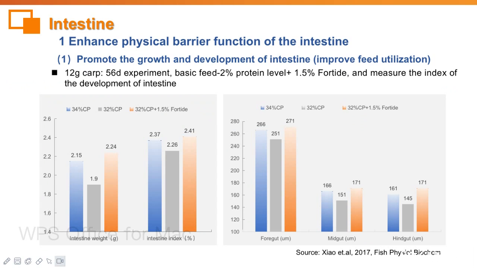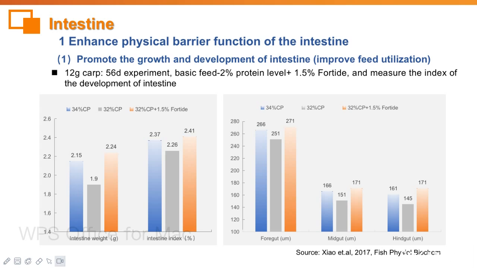So after talking about the liver, let's see the intestine. What are the effects of Fortide on enhancing the health of the intestine of aquas? Firstly, Fortide can enhance the physical barrier function of the intestines. This study below on carps found that Fortide can promote the growth and development of the intestine.